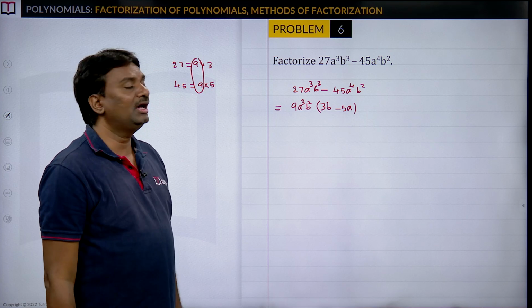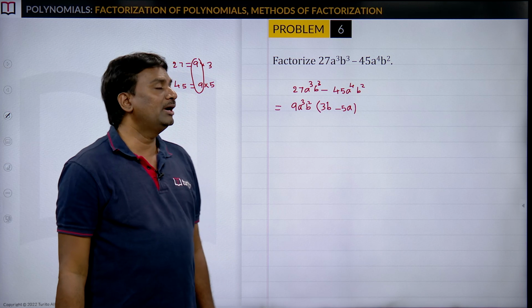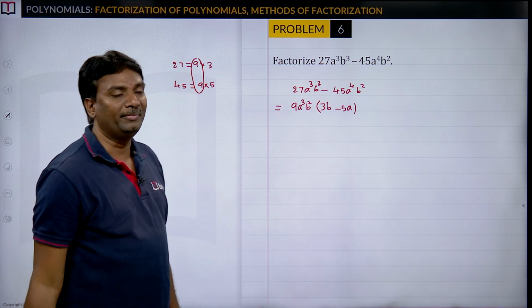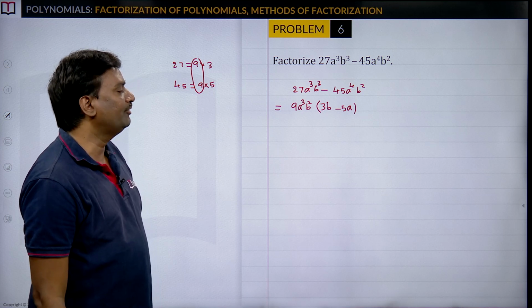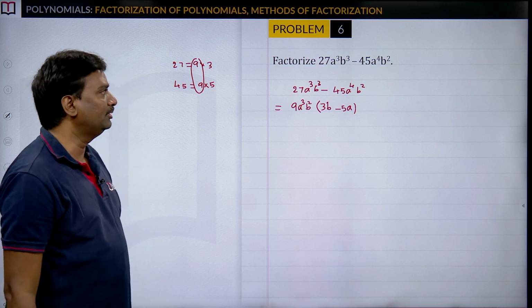So, we can express the given polynomial 27a cube b cube minus 45a power 4 b square as the product of polynomials 9 a cube b square and 3b minus 5a. Okay. Next problem.